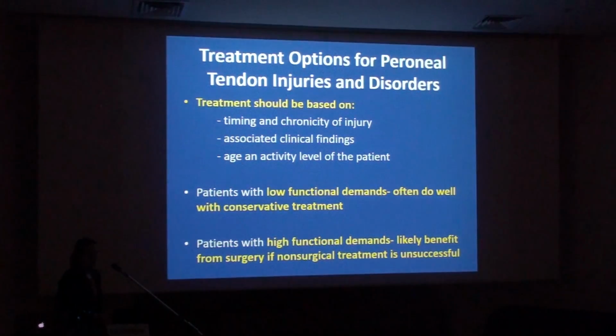So the treatment should be based on timing and chronicity of the injury, associated clinical findings, and age and activity level of the patient. Patients with low functional demands often do well with conservative treatment, such as bracing or physical therapy, while patients with high functional demands likely may benefit from surgery if non-surgical treatment is unsuccessful.